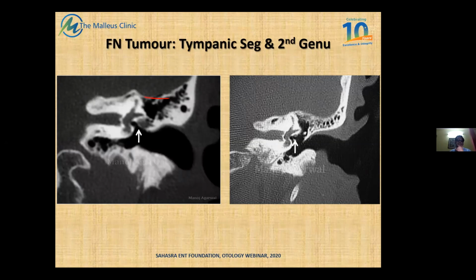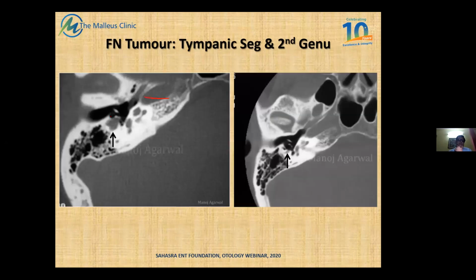This is the left side and this is the right side. This is the annulus. This is the area of the footplate. So this is the pyramid. So this is actually arising from the mastoid segment of the facial nerve.